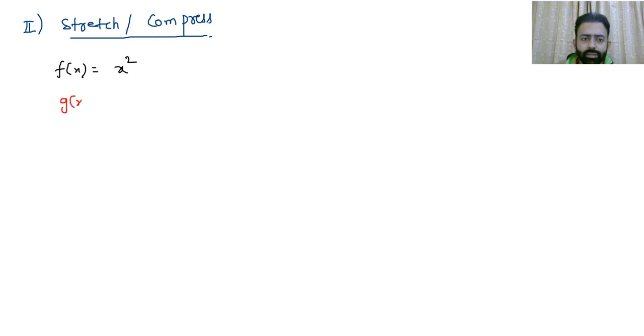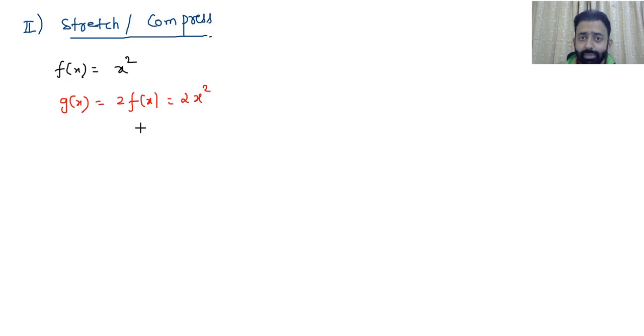This g(x) is in fact twice of f(x). So it is 2x². Now this time we haven't added plus 2. What we did is we have multiplied the corresponding output with 2. Okay, we have not multiplied x as 2. Just remember this. x has not become 2x.